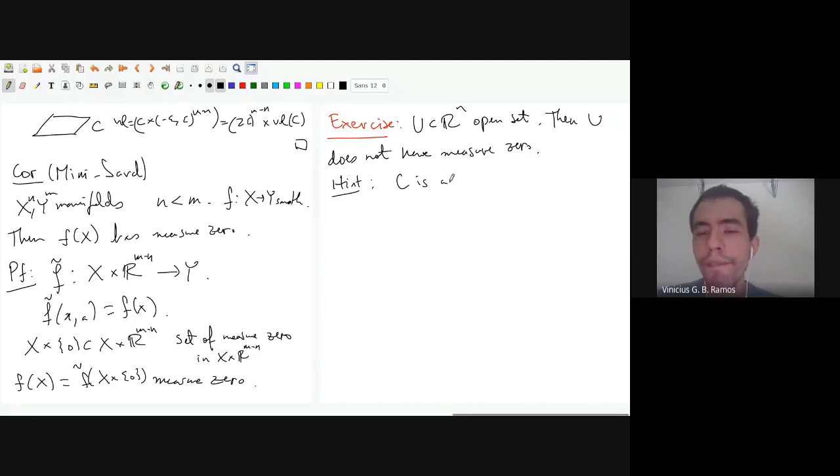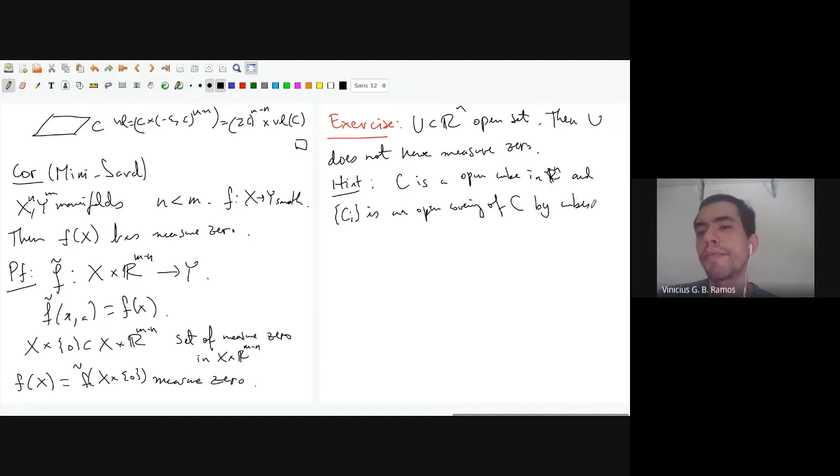So if C is an open cube in R^n, and C_i is an open covering of C by cubes, then the volume of C is less than or equal to the sum of the volumes of C_i. So if you cover a cube by open cubes, then the sum of the volumes has to be bigger than or equal to the original volume. And because any open set contains an open cube, there's no way to get an open covering with arbitrarily small volume.